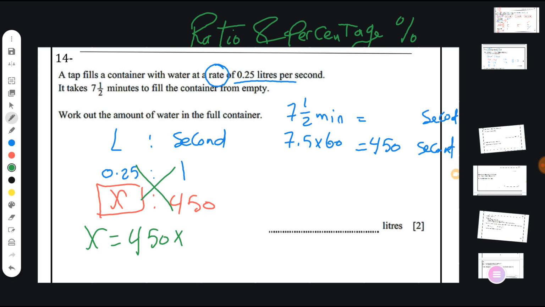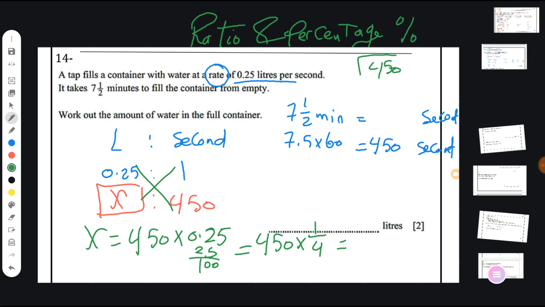Okay? By using cross multiplication, x is equal to 450 multiply 0.25, and you can write 0.25 as 25 over 100, which can be written as 450 multiplied by 25 over 100, which is a quarter, 1 over 4. So we will divide 450 by 4.